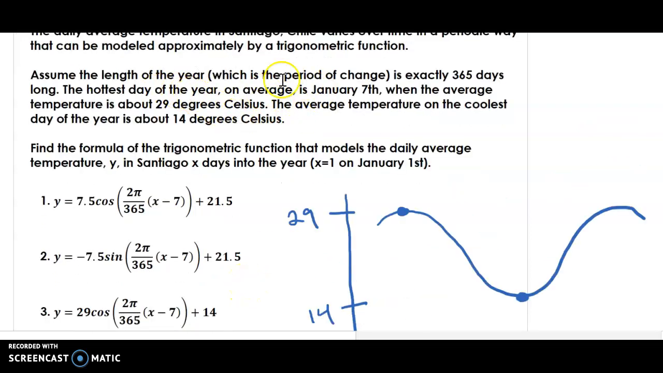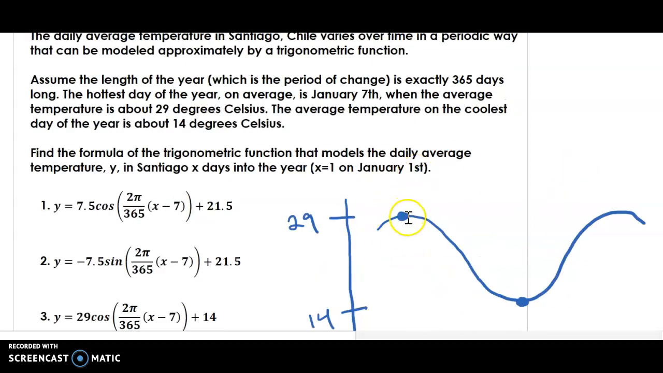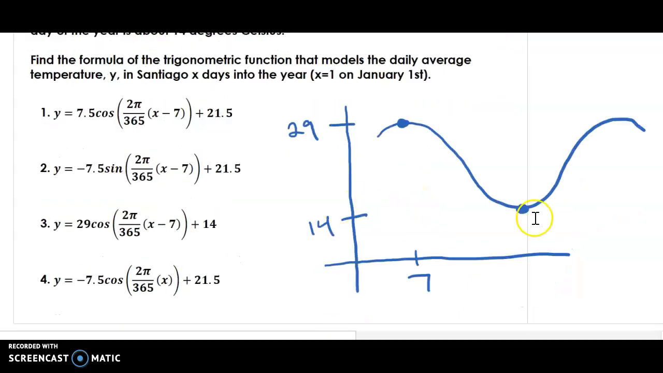It tells us that the max temperature on the 7th day of the year is 29 degrees. And then the average temperature of the coolest day of the year is about 14 degrees. That's our minimum. We don't know the x value for that, but that's no problem for us. Now, because this question is multiple choice, we don't necessarily have to do a ton of math. We just need to eliminate answers that don't make sense to us.